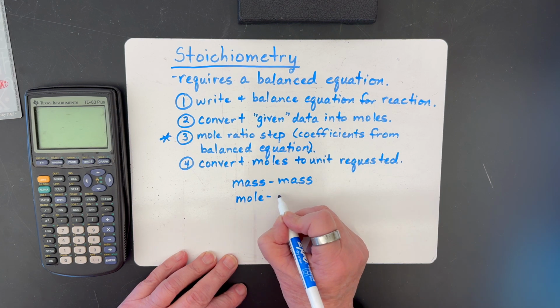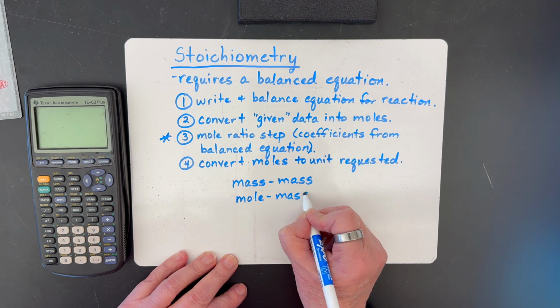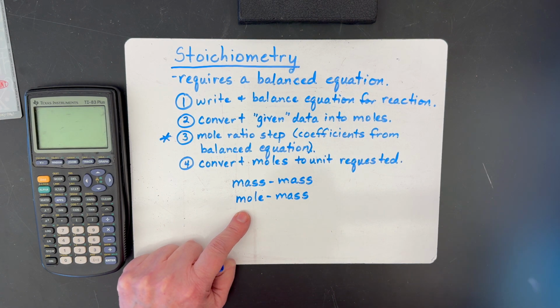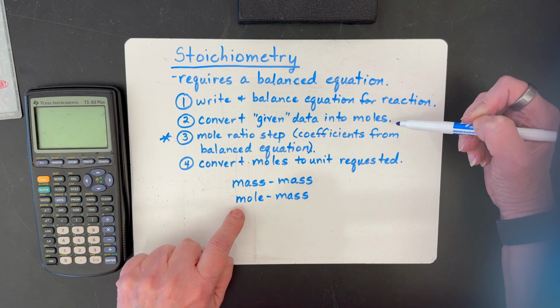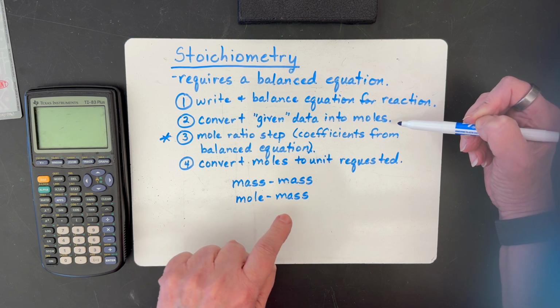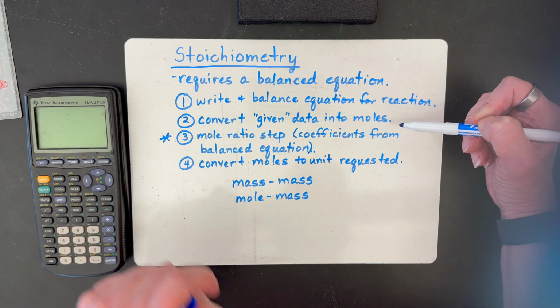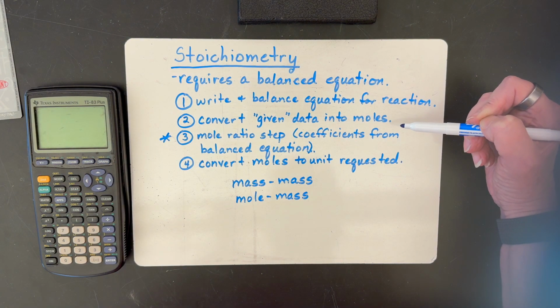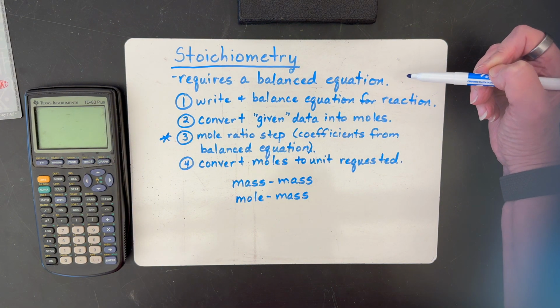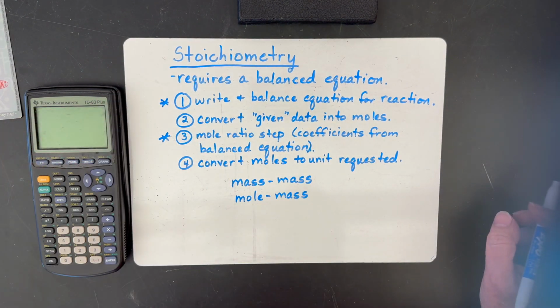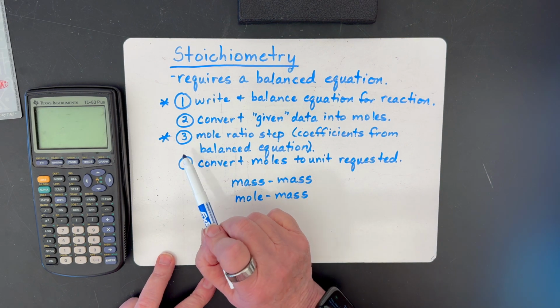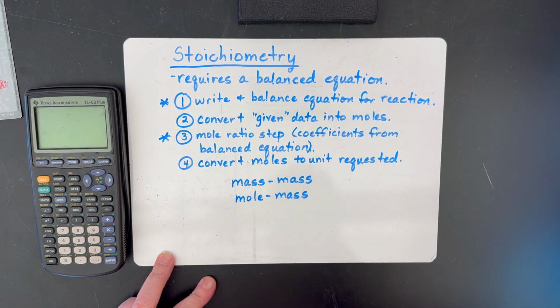If you have a mole mass problem, that means you were given moles. So you get to skip step 2, because step 2 says convert your given into moles. Well, you were given moles. So you only have to do steps 3 and 4, the mathematical steps. You always need to do step 1 because you need those coefficients for step 3. So a mole mass problem, you would need steps 1, 3, and 4.